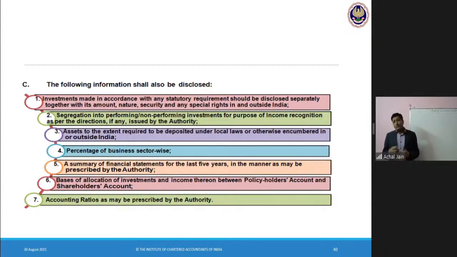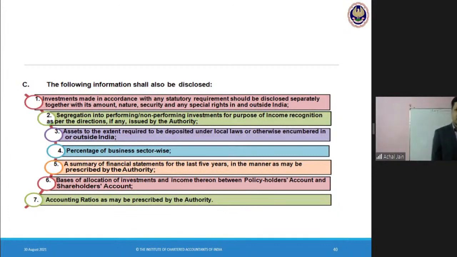So all of these disclosures are what? We are talking about disclosures which are required to be given, and all of these happen to be mandatory disclosures in respect of the financial statements for any insurance company.